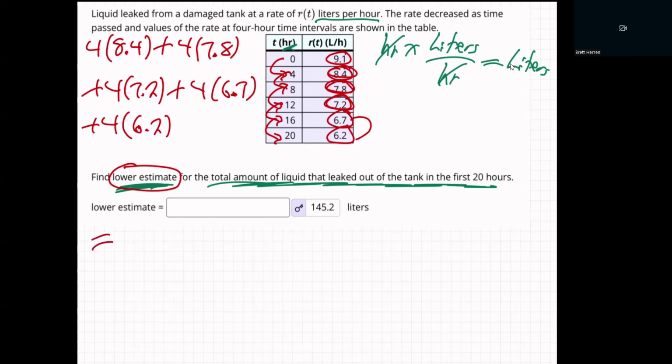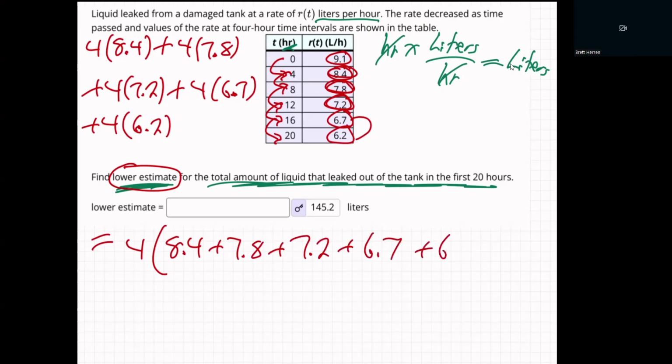So the quick way to do it is, they all have a 4. So just factor out the 4 and add up all the other numbers. Multiply like that. Quicker on Desmos.